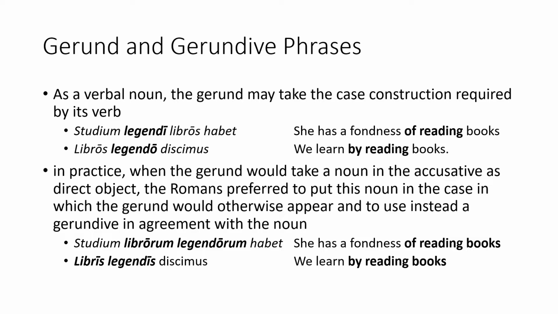However, the Romans would prefer the sentence to be written as studium librorum legendorum habet. The books which were the direct object of the gerund in the first sentence are shifted to the genitive plural and are now modified by the genitive plural gerundive legendorum. This sentence is translated exactly the same as the previous one. She has a fondness of reading books.